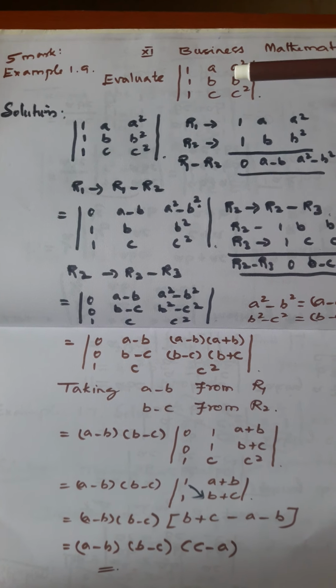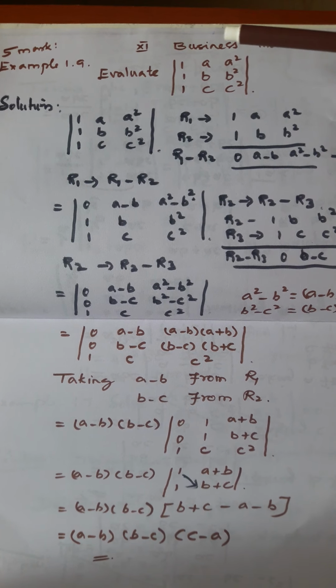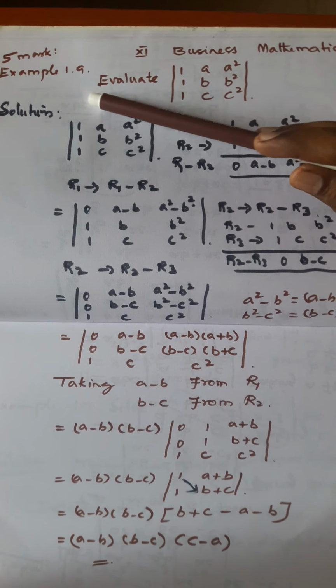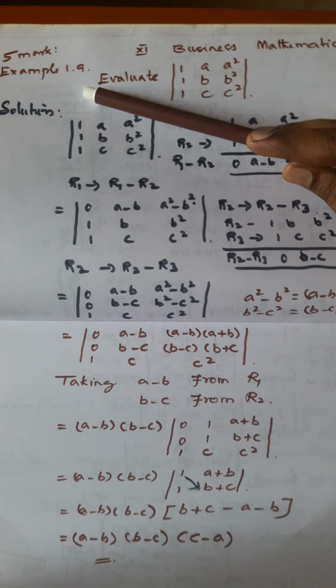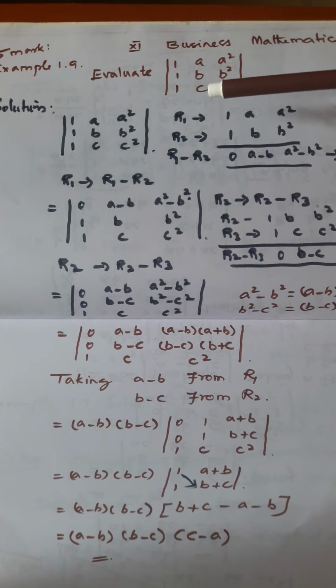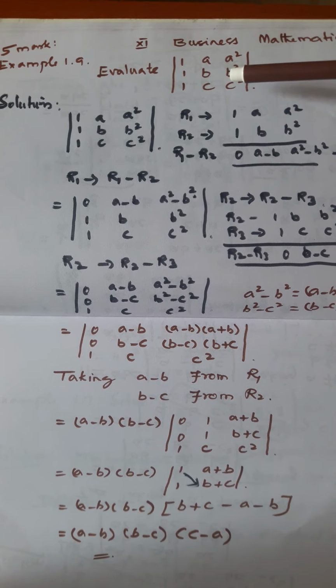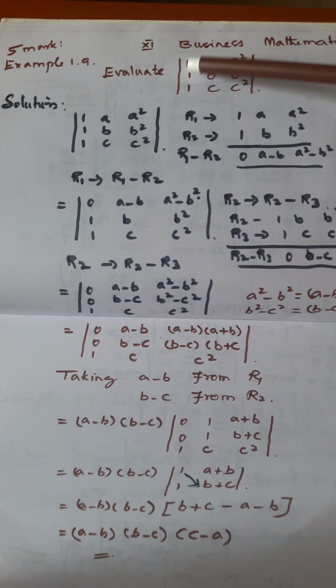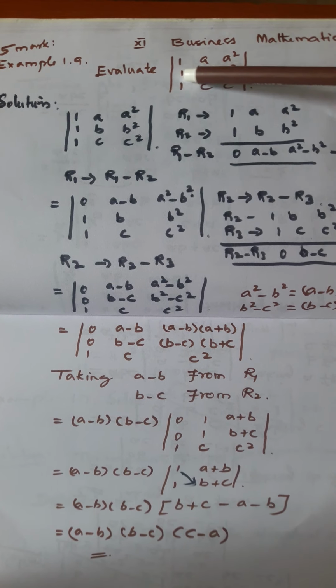Now, dear students, again your maths teacher, the continuation of first exercise, 11th standard business mathematics. Example 1.9 is one of the repeated 5 mark questions. Your first lesson, 5 mark means this is the only question asked 99%, right? So evaluate the determinant 1 a a square, 1 b b square, 1 c c square. You have to find out the value of the determinant. This is a very simple example.